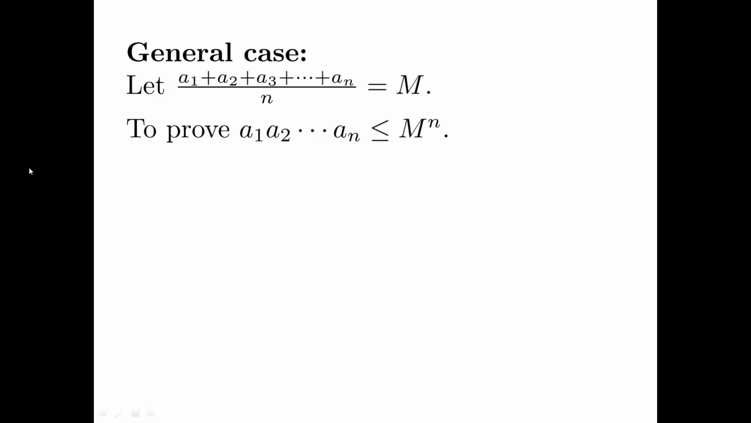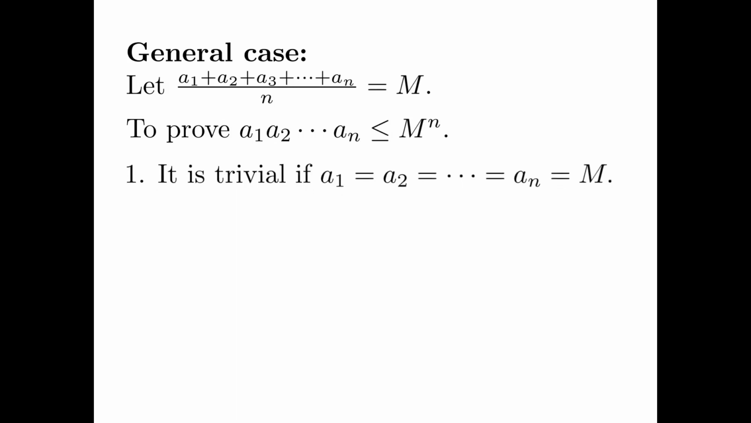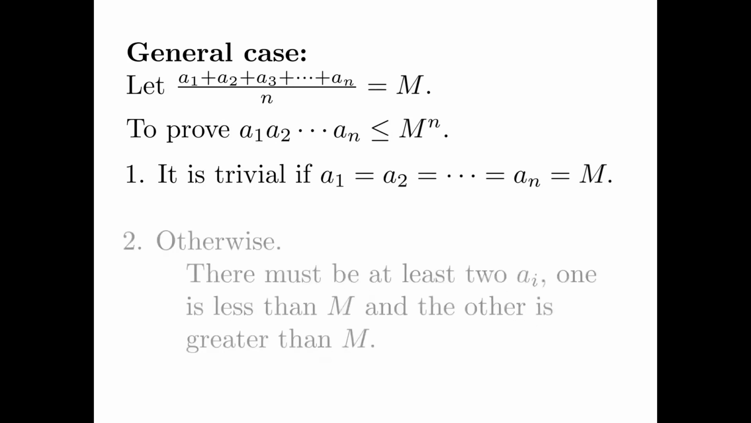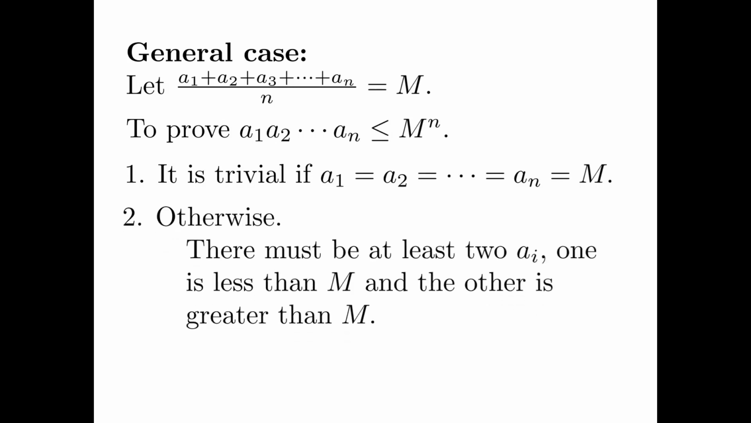This can be used to prove the general case of n variables. Say the arithmetic mean of the n variables is m. We are going to prove that the product of the n variables is less than or equal to m to the power n. It is trivial if all the n variables are the same. Otherwise, there must be at least two variables, one less than m and the other greater than m. Without loss of generality, we assume a of n minus 1 is less than m and a of n is greater than m.